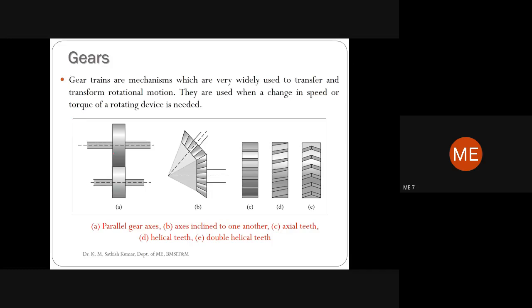In this case we can understand when you are going to use gears: whenever there is a requirement for a change in speed or a change in torque of a rotating device, that is for a shorter distance, you are going to use gear trains. Gears are used for transmission of rotary motion between parallel shafts. So this one comes under which category? What is the category of the gear under A?